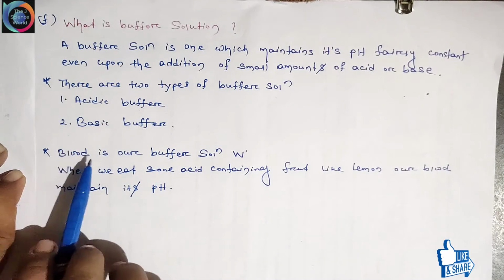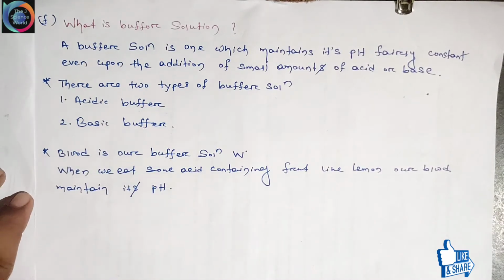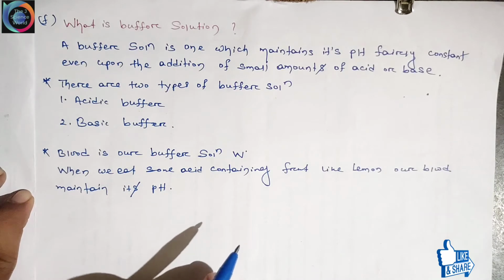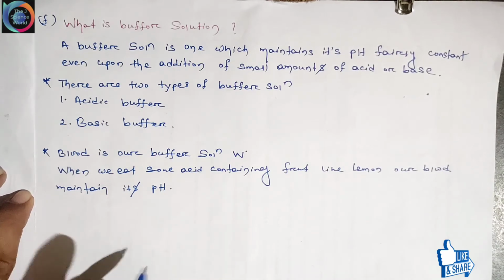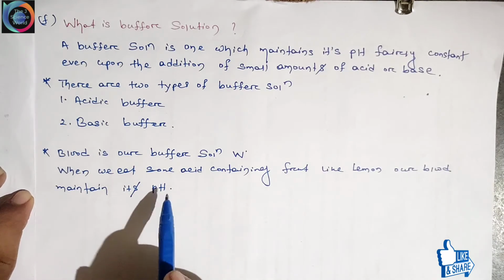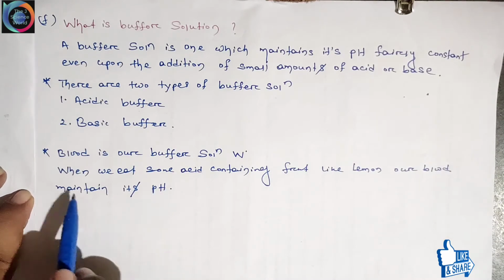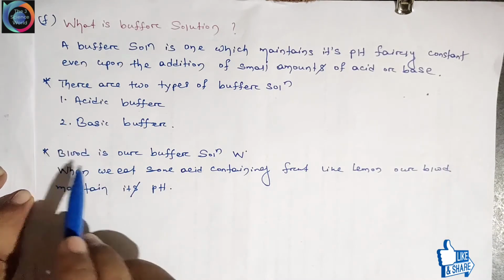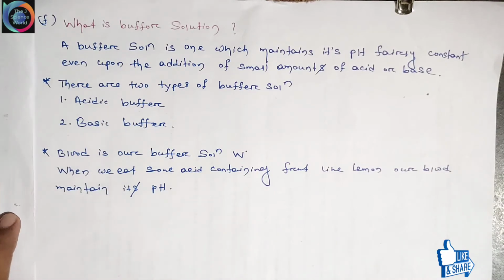Friends, our blood is a buffer solution. When we eat some acid-containing fruits, like lemons, our blood maintains its pH and does not change it, meaning constant pH. So we simply say that our blood is a buffer solution.